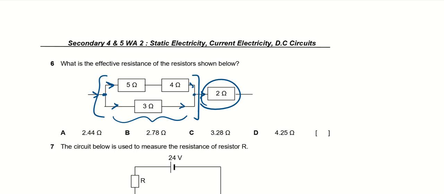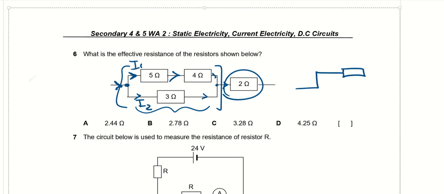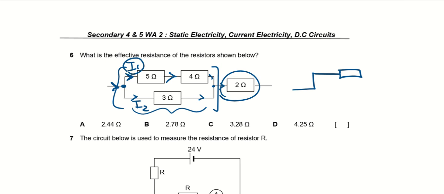So imagine you have a current, you come over here, you split up. So current 1 and current 2. For current 1, it actually experiences 2 resistors, the 5 ohm and the 4 ohm, one after another. That means they are in series. So I say again, current I1 experiences 5 ohm and 4 ohm resistors one after another. That means it is series. So for series, we can add up the resistance.